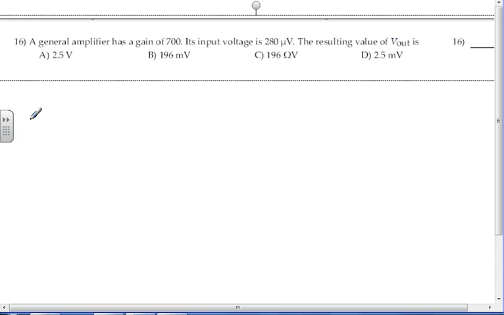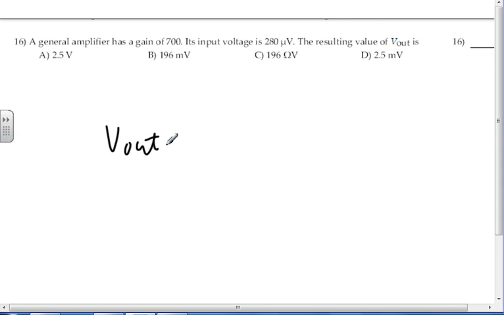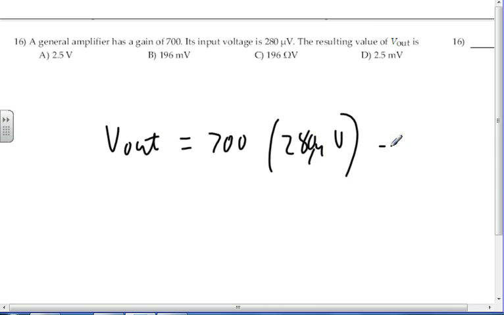A general amplifier has a gain. What is a general amplifier? General. Admirals, of course, yeah. All right, generals, yeah, definitely. As a gain of that, the input, what is the voltage out? All right, so voltage out, 700 times 2.8 microvolts equals.